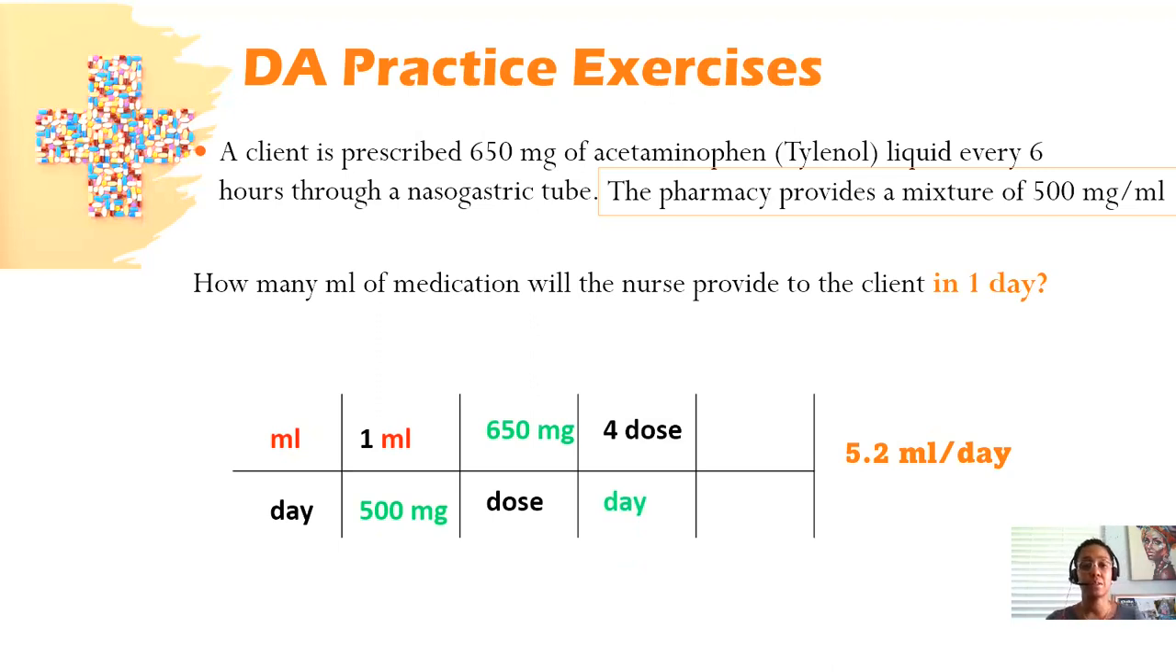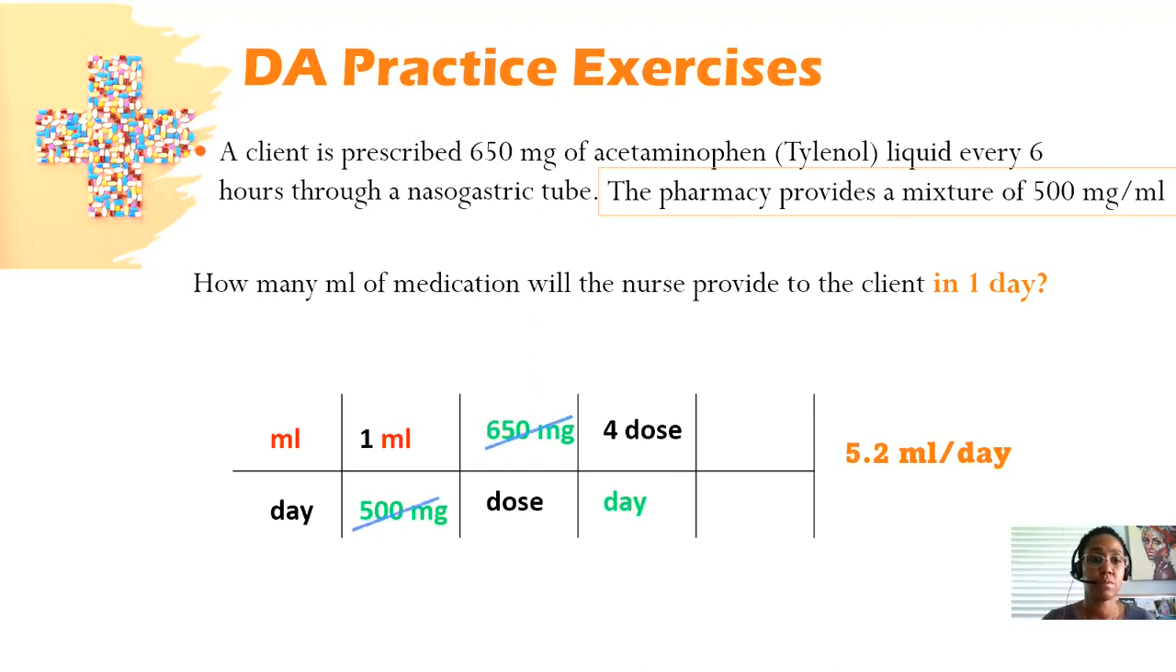So please note, we're not given per dose, we're given per day. So remember that the medication is given every 6 hours. So there are 4 six-hour periods in a 24-hour day. So it's 4 doses per day.